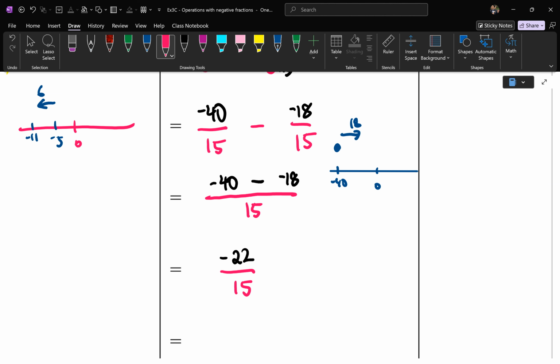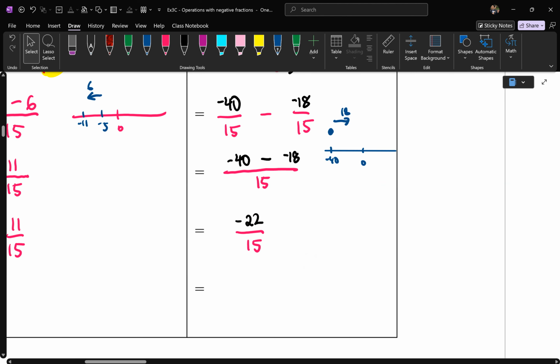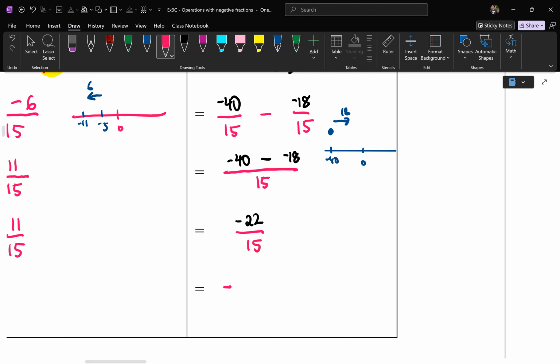Okay? Next bits. Well, negative doesn't have to be in the numerator. You can actually write it as negative on the outside, 22 on 15. You can write that as a mixed fraction if you want as well. How many 15s in 22? We can say it fits in once. Remainder 7 over 15. So it fits in one whole, remainder 7 out of the 15. So you can write it as a mixed fraction or as an improper fraction. Okay?